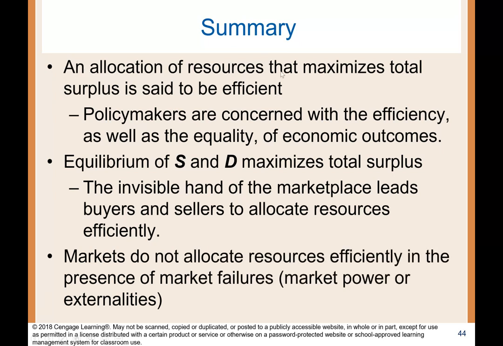An allocation of resources that maximizes total surplus is said to be efficient. Policymakers are concerned with the efficiency as well as the equality of economic outcomes. Equilibrium of supply and demand maximizes total surplus. The invisible hand of the marketplace leads buyers and sellers to allocate resources efficiently. Markets do not allocate resources efficiently in the presence of market failure, in the presence of market power or externalities.